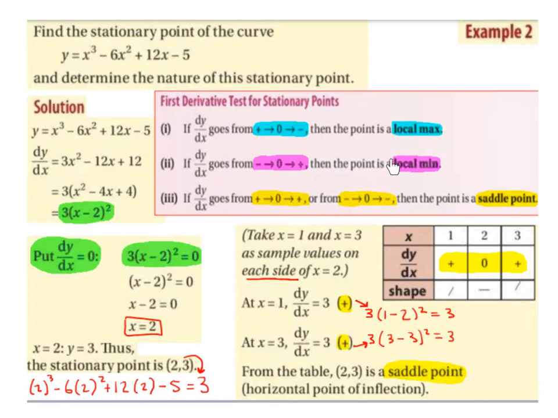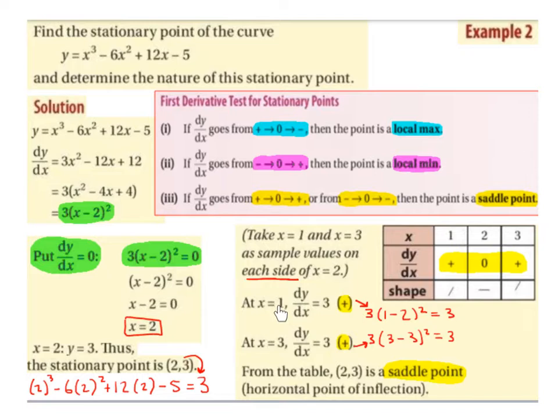Is it a local max, a local min, or a saddle point? So what we do is we take x equals 1 and x equals 3 as sample values on each side of x equals 2. Our x value was 2. So this is our little table here, and the top row is our x values. Since we know that x is equal to 2, we let one of our x values be 2, and we choose an x value either side of the 2. So 1 less than 2 is 1, and 1 more than 2 is 3. So now we have our x values 1, 2, and 3.